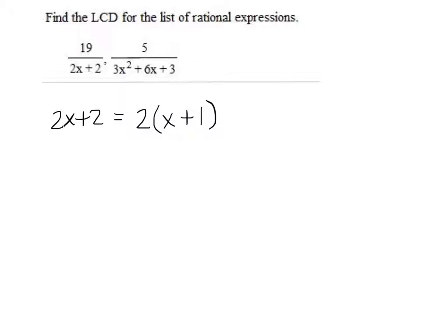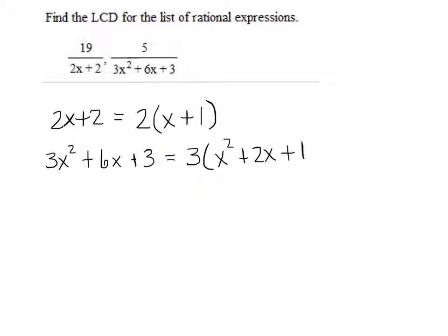Next, I'm going to completely factor the second denominator, which is 3x squared plus 6x plus 3. The first thing I notice here is that all three terms have a factor of 3. They're all divisible by 3. So I'm going to factor that out. If I divide 3 out of the first term, I'm going to have x squared left. If I divide the second term by 3, I'm going to have 2x left. And if I divide the third term by 3, I'm just going to have 1 left.